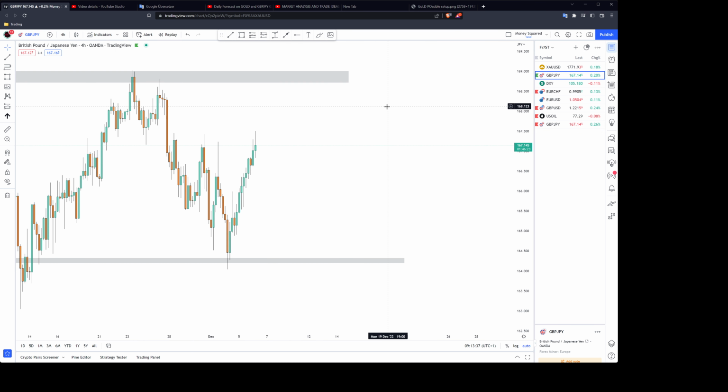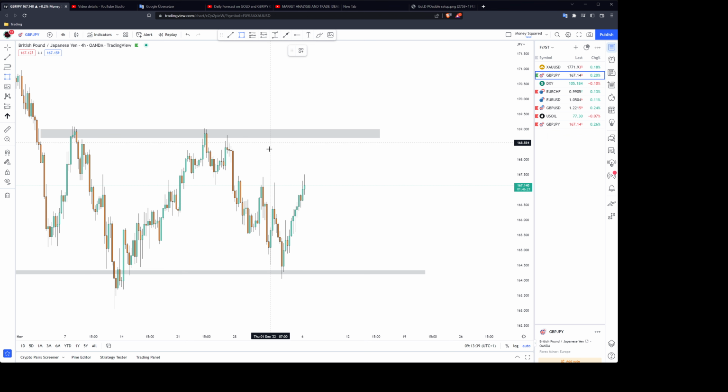In the 4-hour time frame, as you can see, we tapped on this rejection and this demand zone which was previous support. Now it's respecting as resistance. We're failing to break above. If we break above, we should be good to go up to the top of the range.